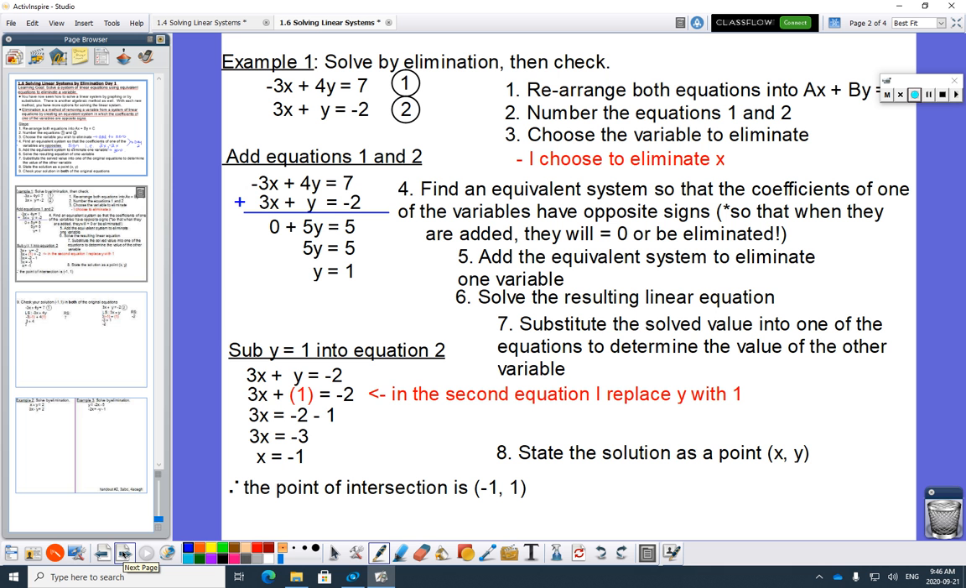All right, so you rearrange the equations so that they look like x plus y equals a number. Both of our equations do, that's fine. Number them 1 and 2. Again, the convention we use is a 1 with a circle around it and a 2 with a circle around it. So choose the variable to eliminate. So here, today, we're going to choose x because it's already negative and positive. It's going to cancel out.